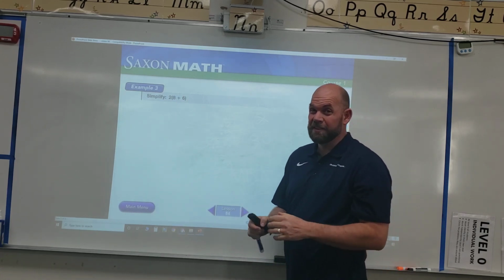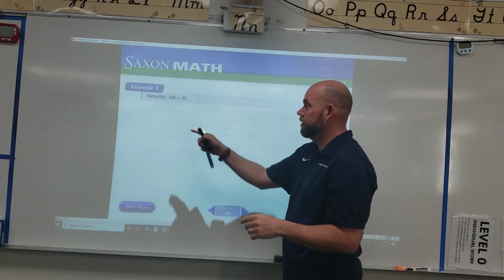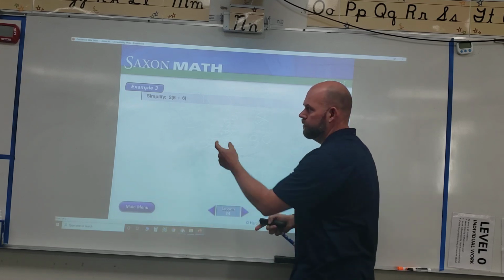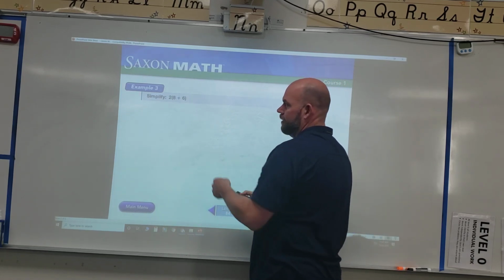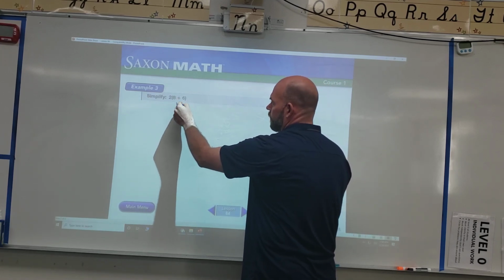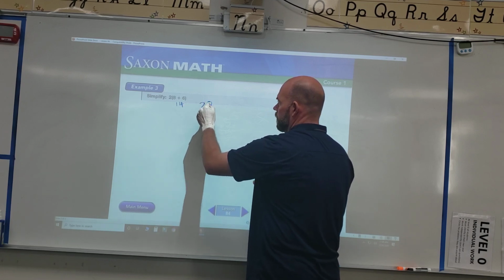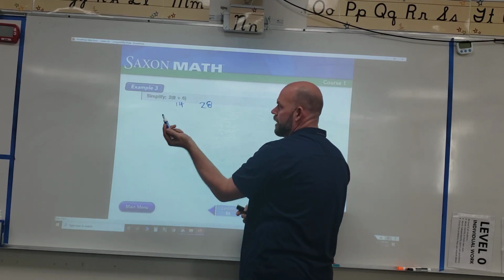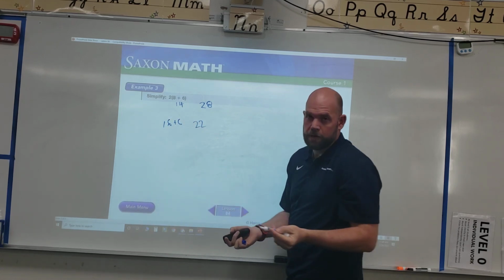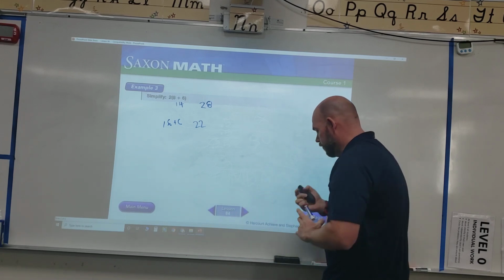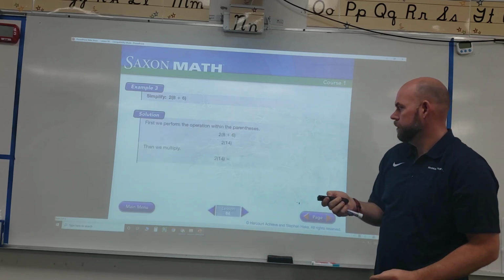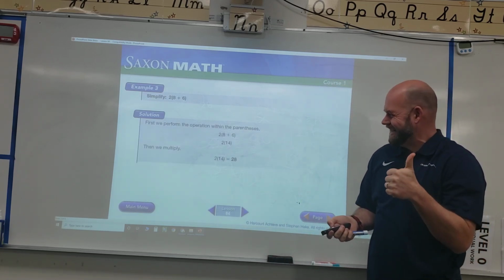Now sometimes you're going to have a bunch of things in the parentheses. So if there was addition plus multiplication, you would do the multiplication within the parentheses first. Here we just have one problem to solve. 8 plus 6, which is 14, times 2. So 2 times 14 equals 28. Now if we had done 2 times 8 and got 16 plus 6, that would give us the wrong answer at 22. So it's important, again, use your order of operations.